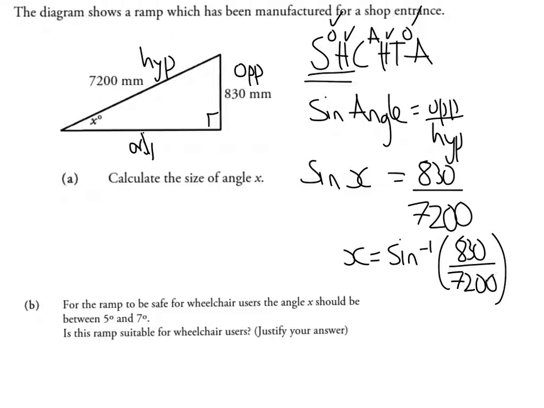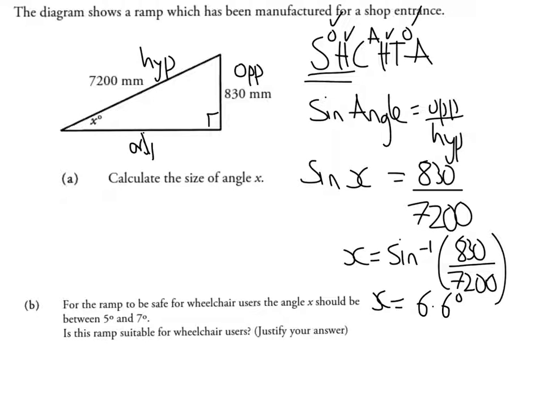and then in my calculator I press shift or second sine, then brackets 830 divided by 7,200, close brackets, and if I put that in my calculator, that equals 6.6 degrees to the nearest one decimal place.